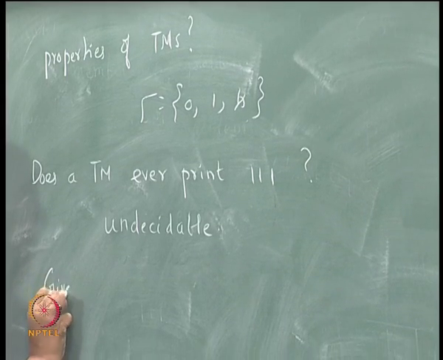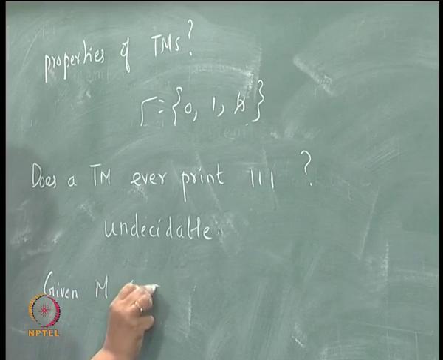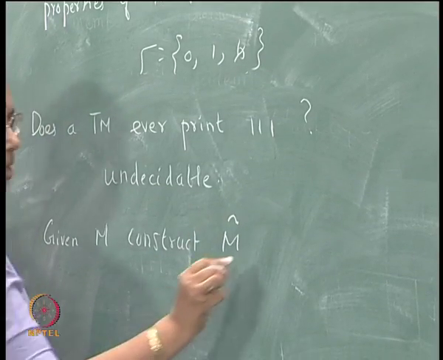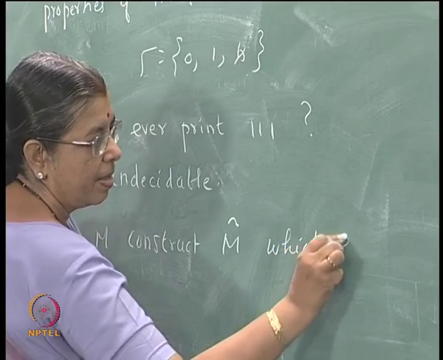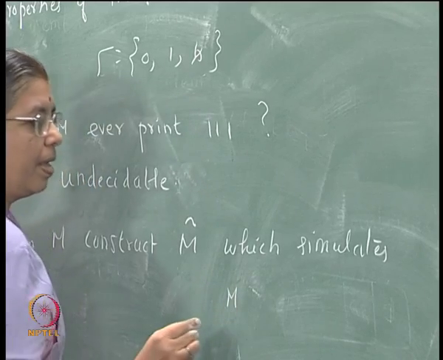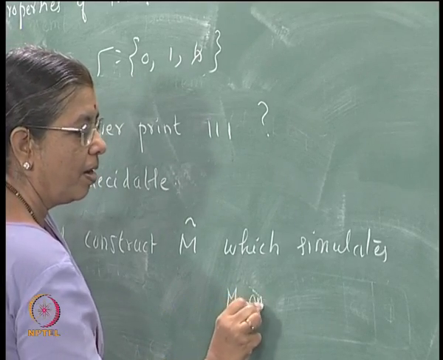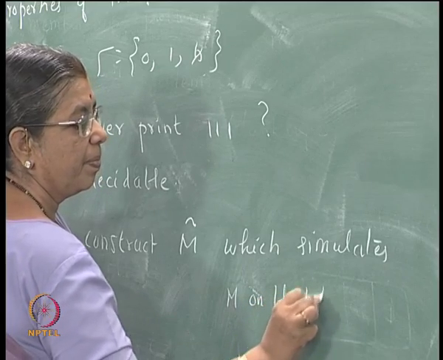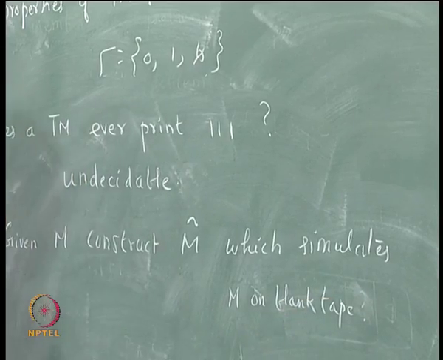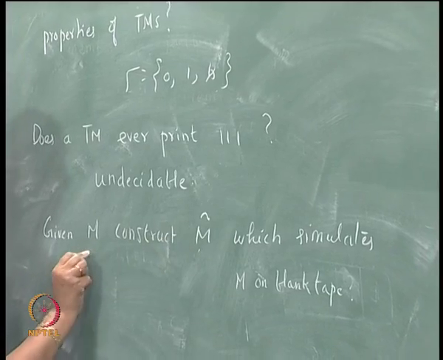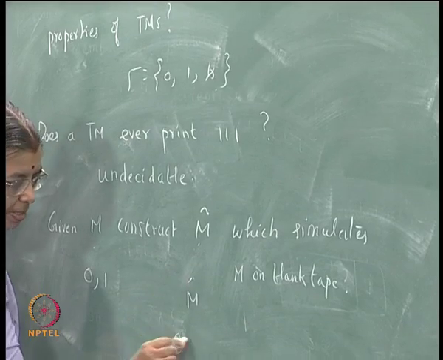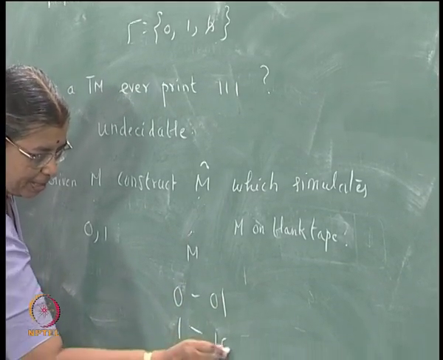Given M, construct M cap which simulates M on blank tape. Now, for M the symbols are 0, 1. For M cap, 0 is represented as 0, 1, and 1 is represented as 1, 0.